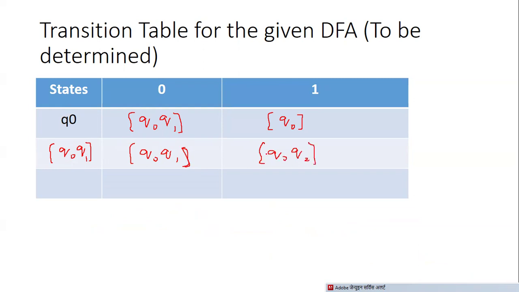So from this step we have got a new state called q naught q2. Our next step is to find the transition for this new state q naught q2. From the second step, we have got a new state q naught q2, and now we have to determine the transition for this new state. Let us see the transition.